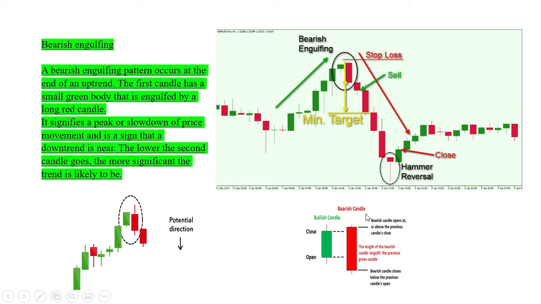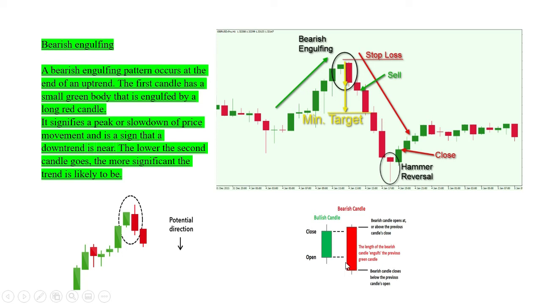So for the bearish engulfing, I'm going to reiterate it one more time. We have the close and the open on that small green candle. Then we have the bearish candle opens at or above the previous candle's close, right? Right here, the previous candle closed here. It opens up a little bit above it. The length of the bearish candle engulfs the previous green candle. See how it engulfs it? It just eats up the candle. The bearish candle closes below the previous candle's close.